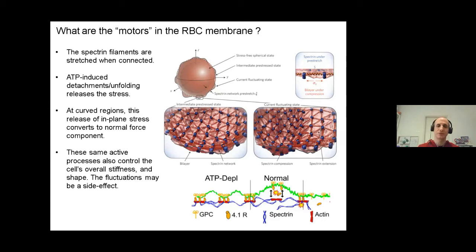But what we know exists there is this layer or network of flexible molecules, which are denoted like springs here, these blue filaments which are shown here. And these are called spectrin, and they spontaneously form this almost perfect triangulated network that spans the entire inner surface of the red blood cell.